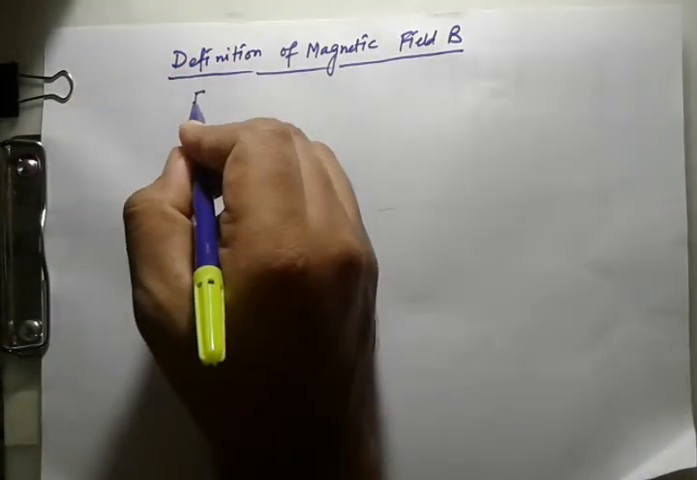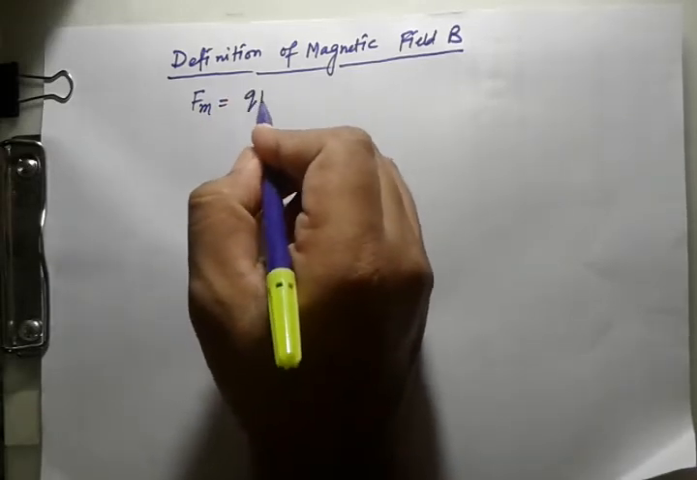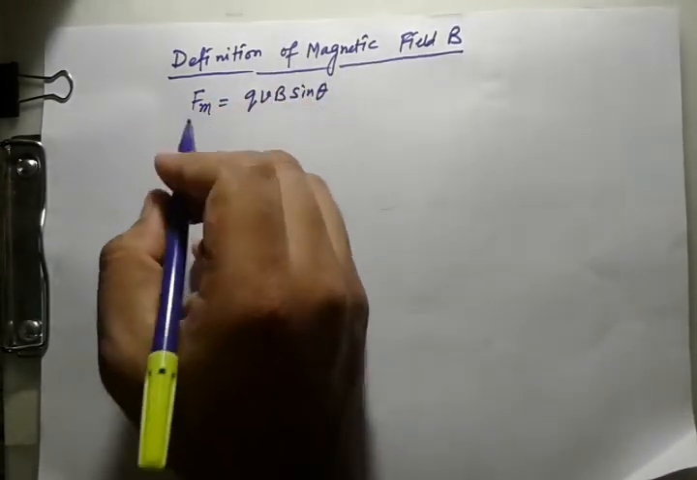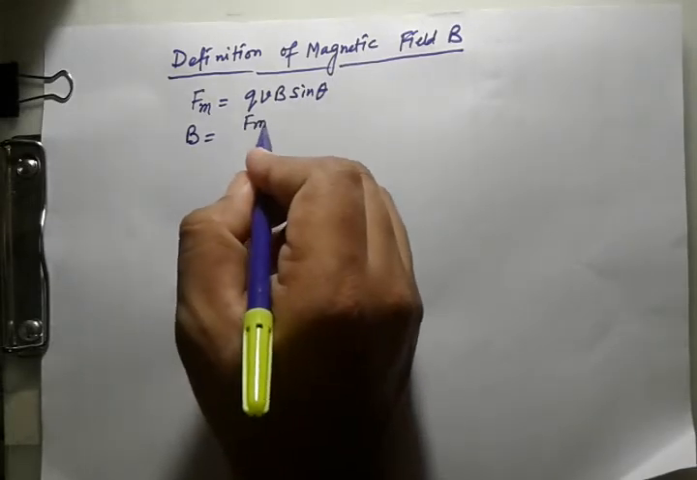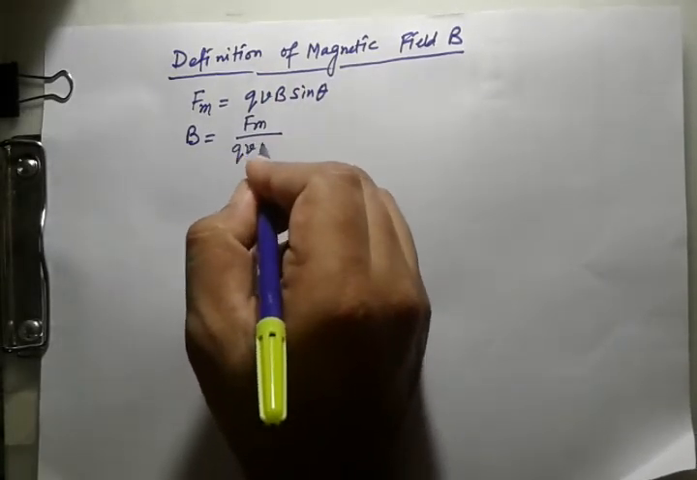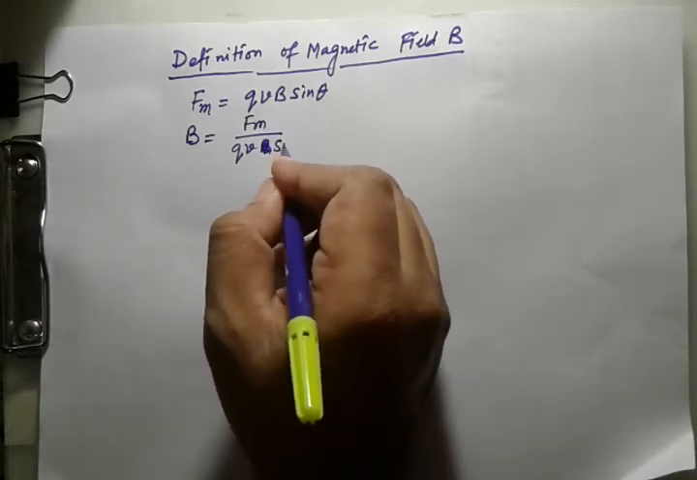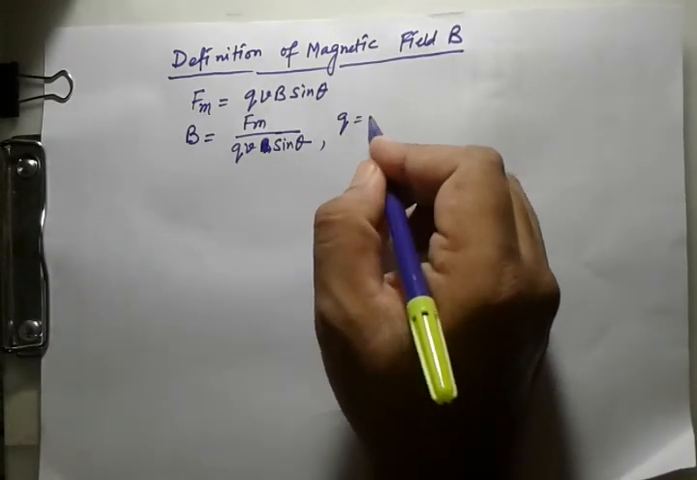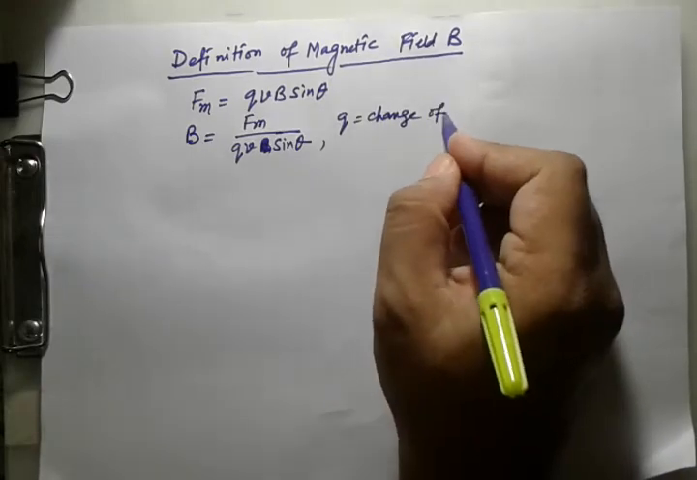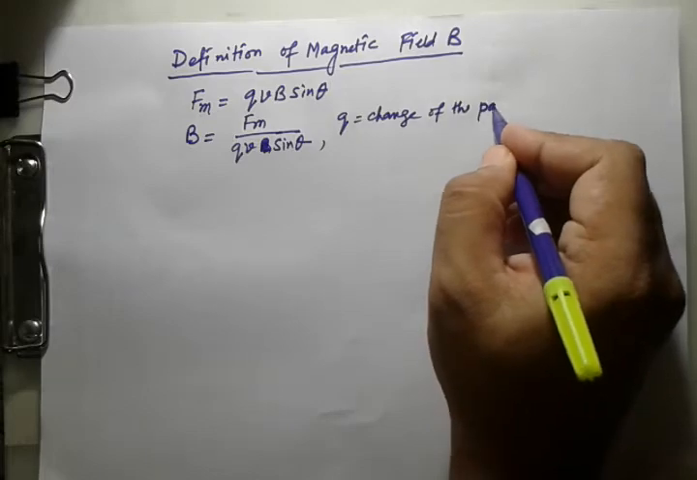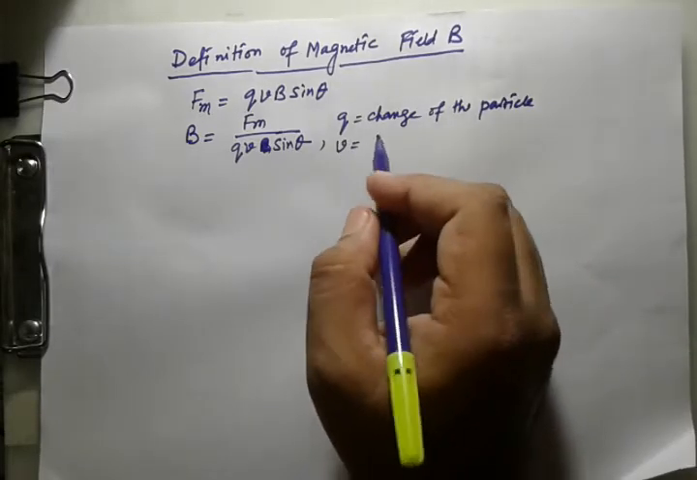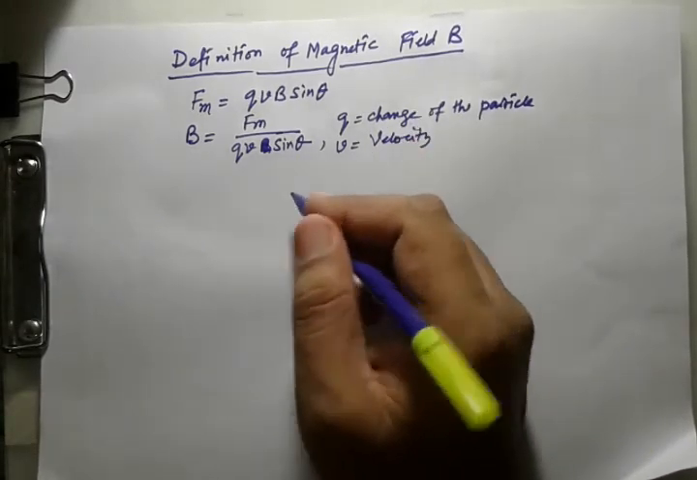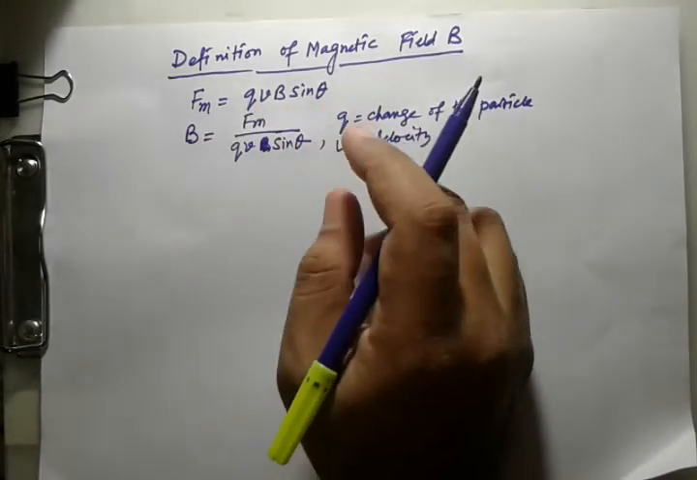We already know that the magnetic force Fm is equal to QVB sine theta. Now from there we will find B. So B will be equal to Fm by QV sine theta. Here Q is the charge of the particle, V is the velocity, F is the force, and B is the magnetic field.